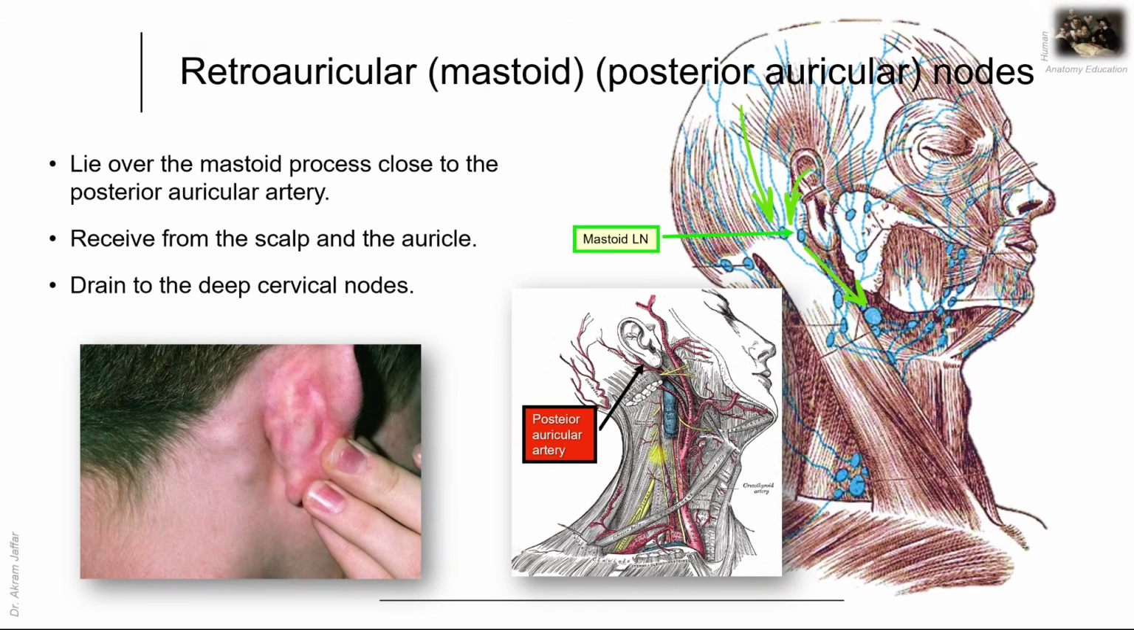The other member of this outer circle are called the retroauricular or the mastoid. Retroauricular because they are behind the auricle, and mastoid because they are related to the mastoid process of the temporal bone, and they receive drainage from the scalp, from the auricle as well. You can see here they are enlarged in this patient. They lie along the posterior auricular artery. All these arteries that I have just mentioned are branches of the external carotid artery, the facial artery, the superficial temporal, the posterior auricular artery, and they also drain to the deep cervical lymph nodes.